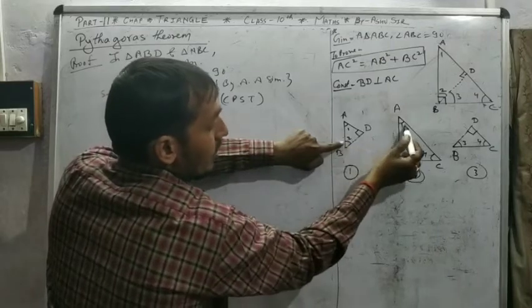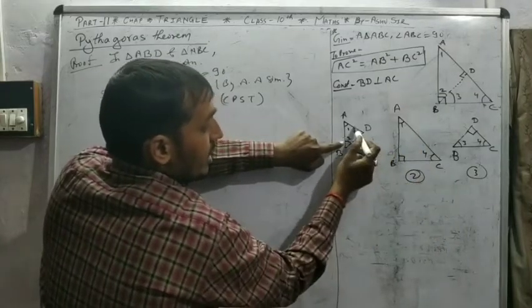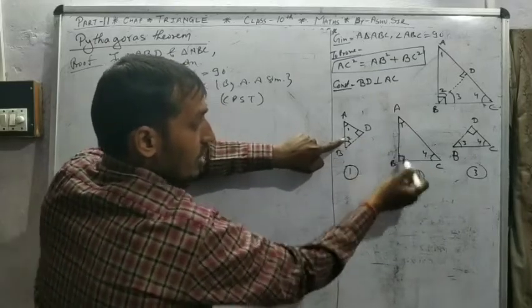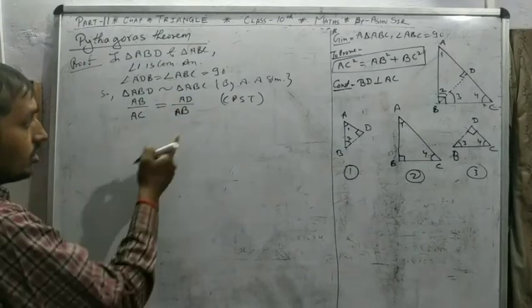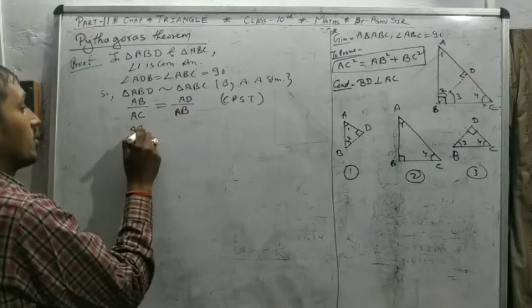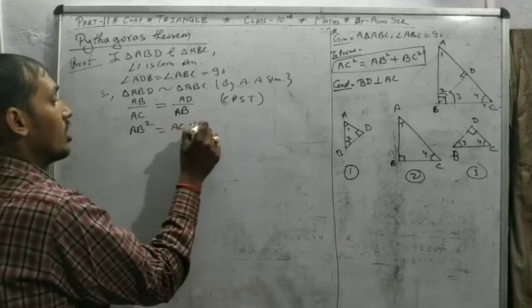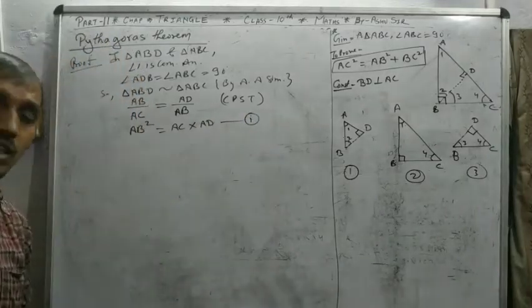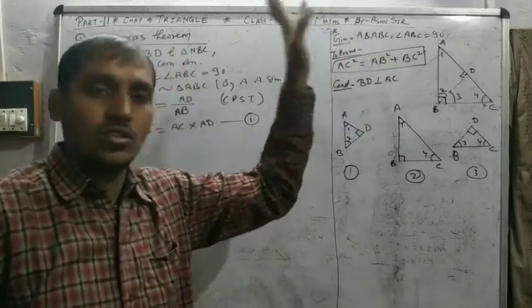And 1 equal to 1, 90 equal to 90. So 2 equal to 4. So AD is opposite of 2. 2 is equal to 4. 4 is opposite AB. Then cross multiply. Multiply this, AB square equals AC into AD, equation number first. They also ask the question to prove this. You get the first part of this theorem.